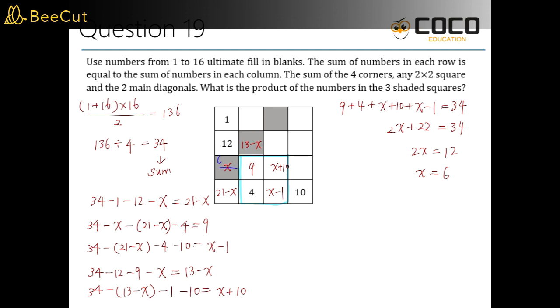So this is 6. 21 minus x is 15. 13 minus x, this is 7. Then x plus 10 is 16. x minus 1 is 5.